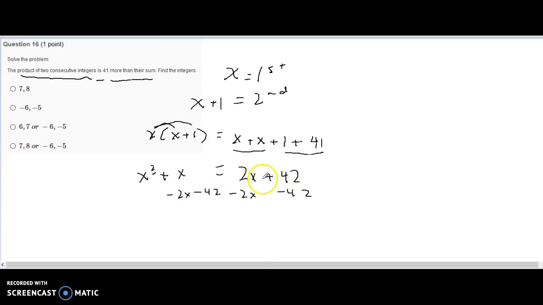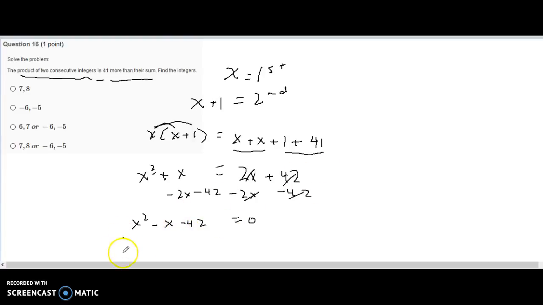So I'm just subtracting 2x from each side and 42 from each side so that I get 0 on the right. And on the left I have x squared plus x minus 2x. That would be minus x and then minus 42.